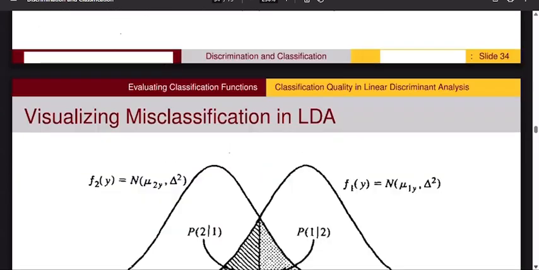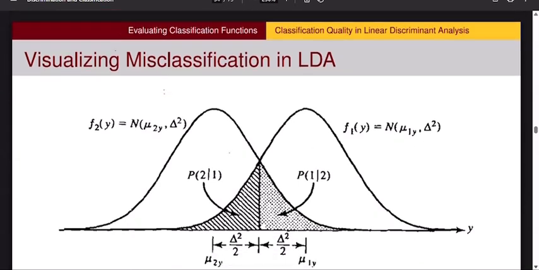Now, visualizing the misclassification in LDA, please pay attention. When you take a look at the density for group two, it stretches from there to there. The one for group one stretches from here to here. You can see the mean for the second one and the mean for the first one, and they both have the same covariance structure. But because they overlap, there's a possibility of misclassification probability.